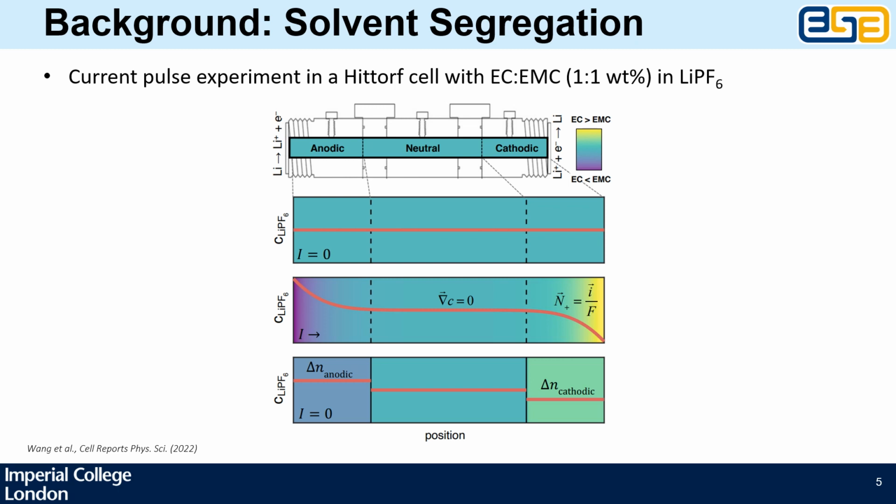They cut the Hittorf cell into 2 parts by closing the valve in the middle, and upon equilibrium, they measure the solvent composition in the 2 chambers. What they find is that the EC component is higher than EMC on the left hand side, and on the right hand side it is the opposite. So this is microscopic evidence of solvent segregation happening due to cycling.